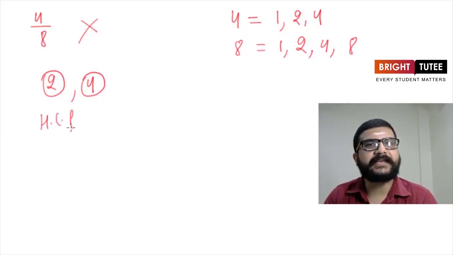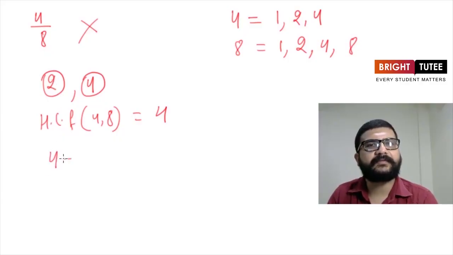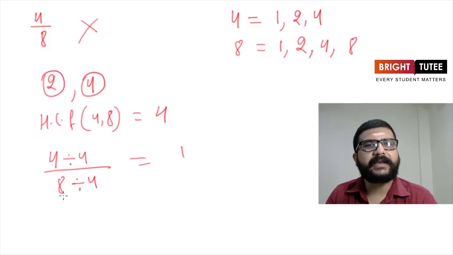So we can write like this: HCF of 4 and 8 is equal to 4. So now what we will do, we will divide both numerator and denominator with the HCF. So we will get 4 divided by 4 upon 8 divided by 4. Now 4 divided by 4 is 1, 8 divided by 4 is 2.